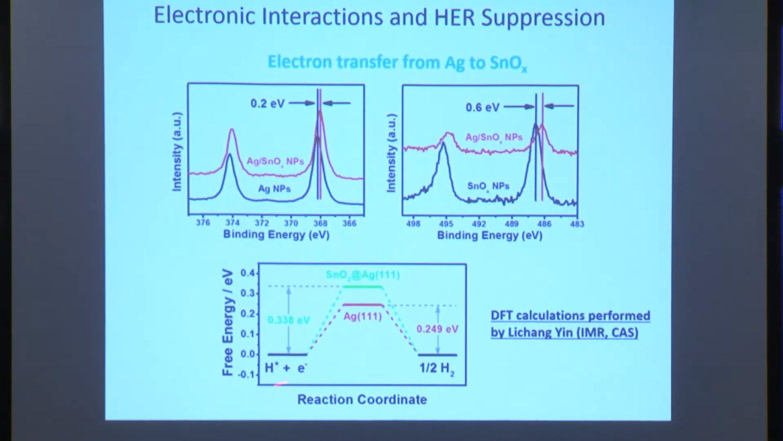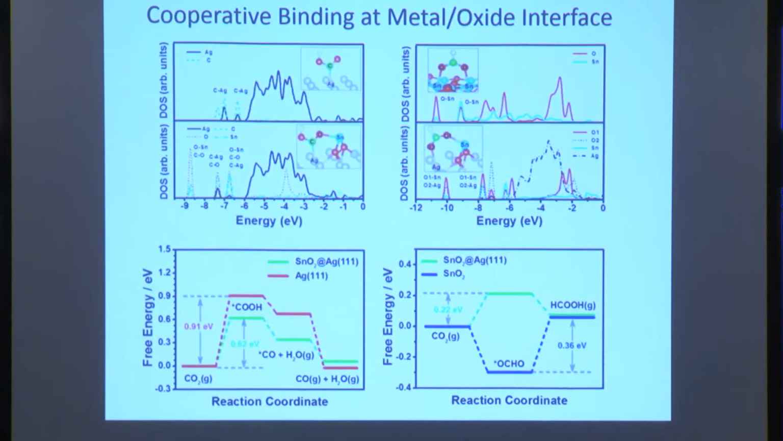So if you look at the hydrogen evolution on silver, right? Silver actually has a barrier like that. That's pure silver, right? But now in this case, we have electron relocation from silver to tin oxide. That makes the silver surface even more positively charged. And that makes it more difficult to bind the proton to form a hydride type of intermediate, right? So the barrier is even higher, so that makes the hydrogen evolution even more difficult, right? So the electron relocation actually explains why the H2 is suppressed. Then we look at those CO2 reduction pathways, right?